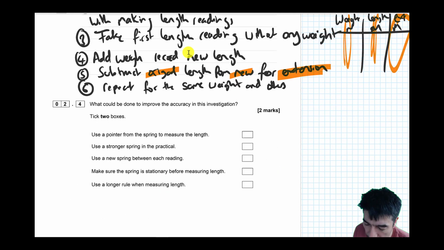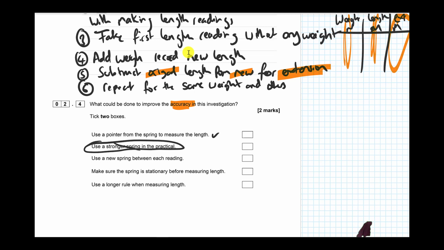What could be done to improve the accuracy of this experiment? Accuracy. Right, so let's just go through them one by one. Use a pointer from the spring to measure the length. This sounds like a good candidate. I'm going to keep that one alive. Use a stronger spring in the practical. Well, actually I'm trying to find out about the spring, so changing the spring is not what I want to do. Use a new spring for each reading. Again, a new spring might be slightly different. That's not helping me at all. So I don't think so.